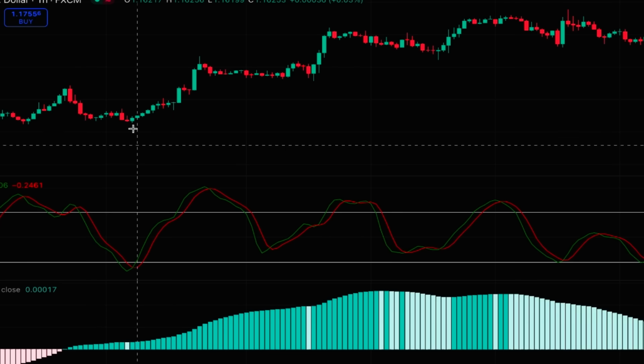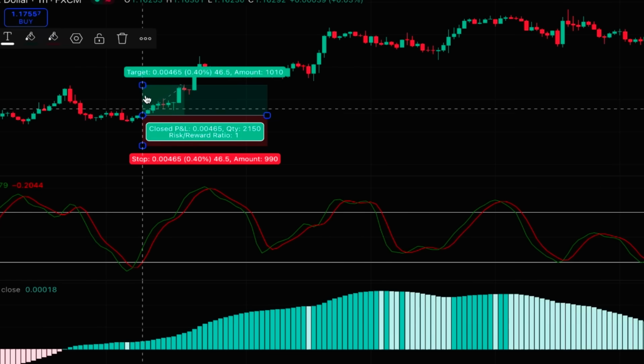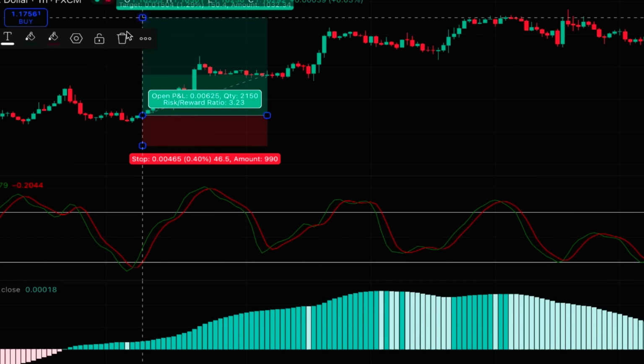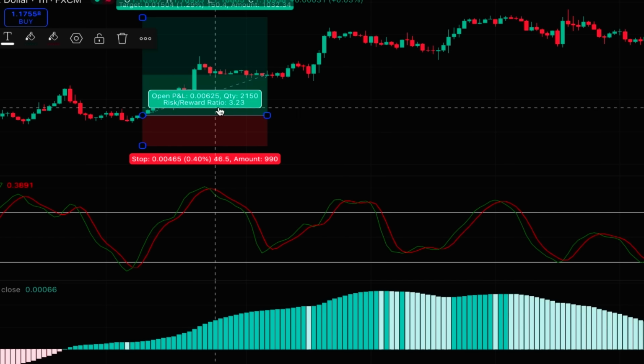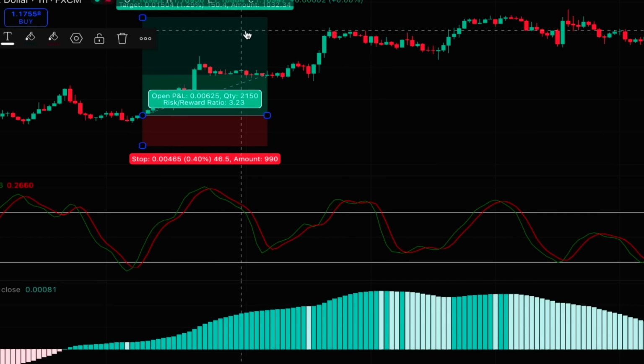So in practice, we could enter a long position at this point, and you can see that it was a profitable trade. The stop loss for this trade is placed below the previous swing low, and for the profit target, a risk to reward ratio of 2 is okay.